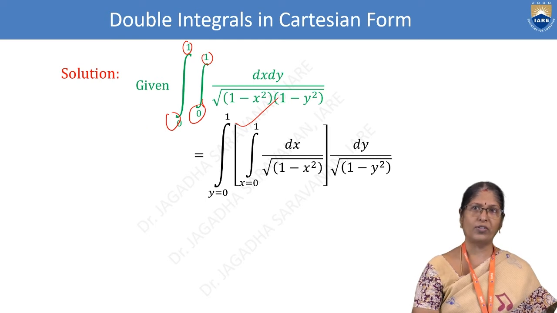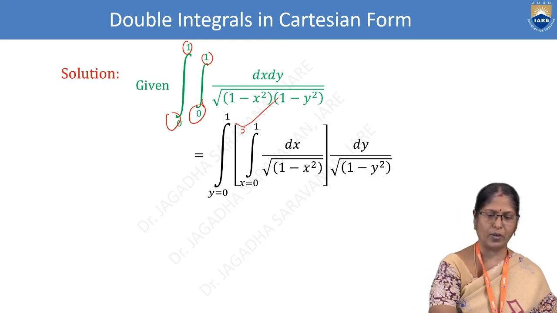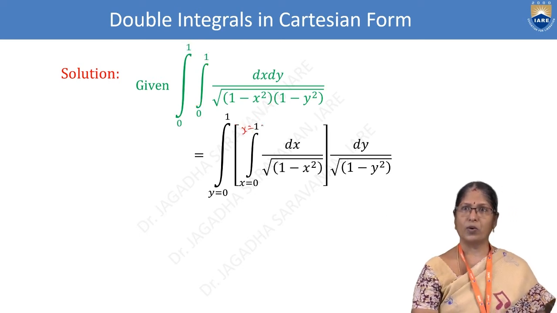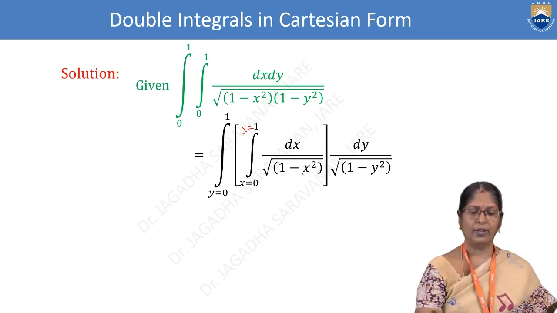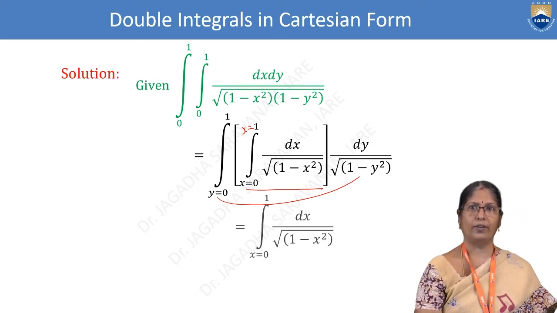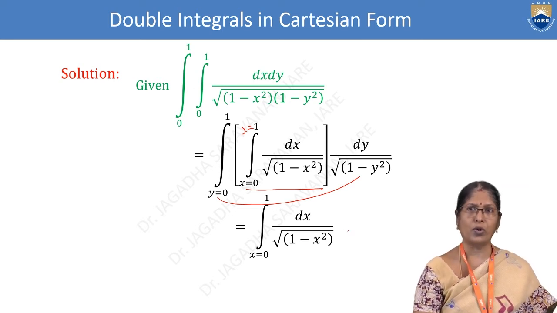If the four limits are constants, for the interior integration we can do it with respect to y or x, either one. Here x equals 0 we are taking, and here x equals 1, it's already written. Dx by square root of 1 minus x square. The remaining we put as the outermost integration. First we will integrate the interior one: integral 0 to 1 dx by square root of 1 minus x square.